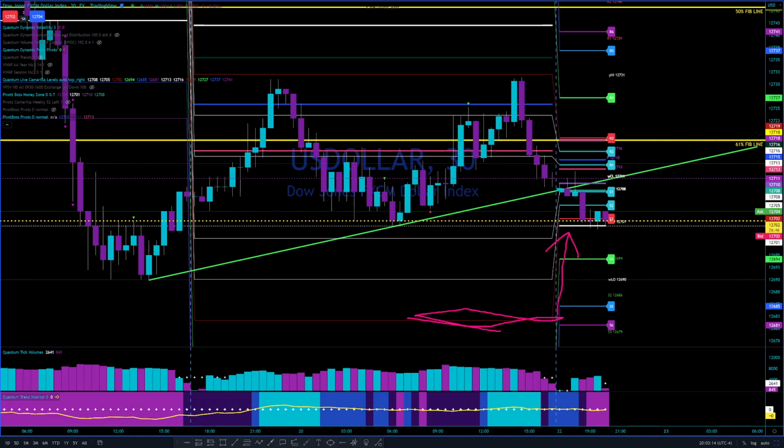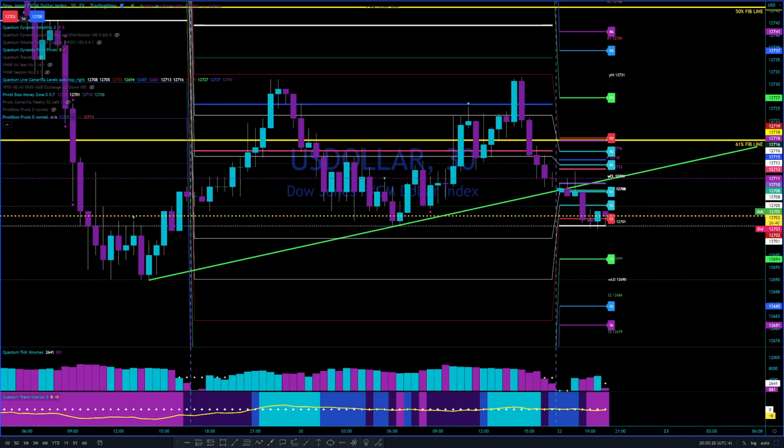So with that being said, that's suggesting that price is going to break out in a certain direction. Not necessarily that it has to, but that's the bias of the Camarillas, right?